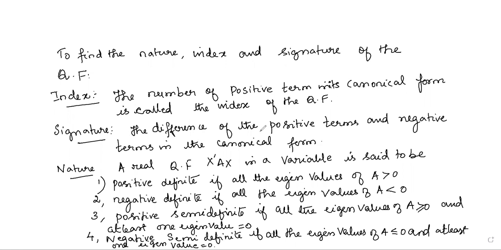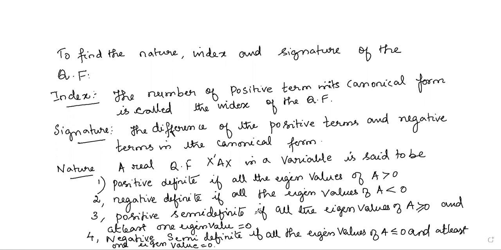Then signature: the difference of the positive terms and the negative terms in the canonical form is called the signature. Then coming to the nature of the quadratic form. You know the real quadratic form x dash Ax in a variable is said to be positive definite if all the eigenvalues of the given matrix are positive or greater than 0. And it is said to be negative definite if all the eigenvalues of A are less than 0. That is, all the eigenvalues are negative.